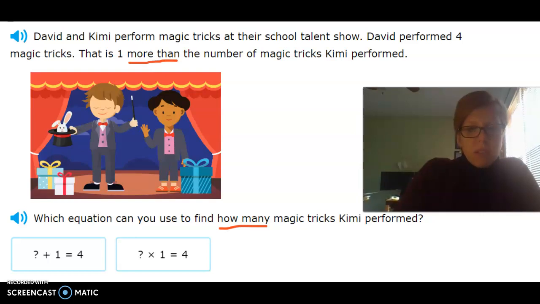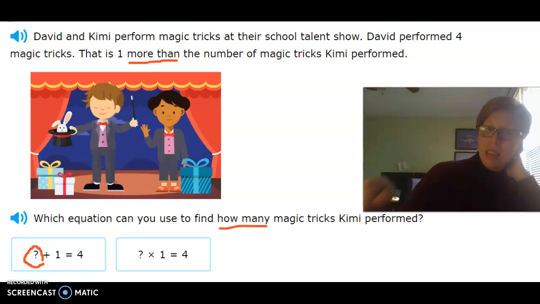And if I go down here to the addition, it says something plus 1 equals 4. Well, if David performed 4 magic tricks, and that's one more than the number of magic tricks Kimmy performed, then the amount that Kimmy performed, if we add 1 onto it, makes 4. And we know our simple math. We know that 3 plus 1 equals 4. All right, my friends, and that is how you will be solving this IXL task, looking at the keywords to see if you are adding or multiplying.